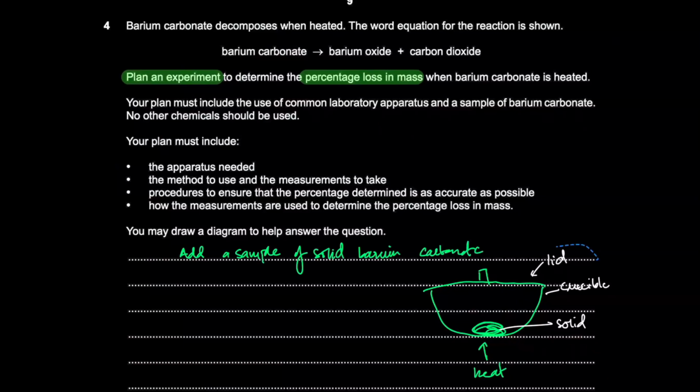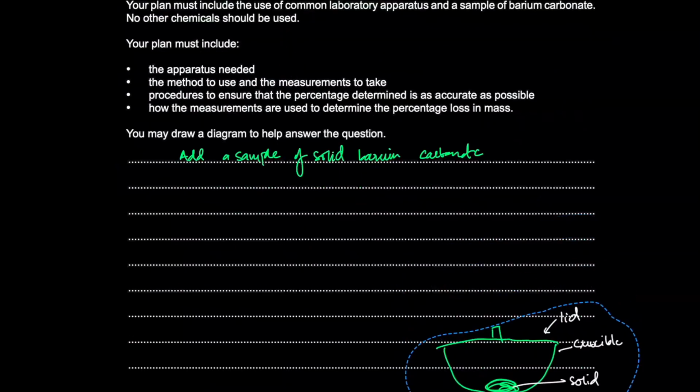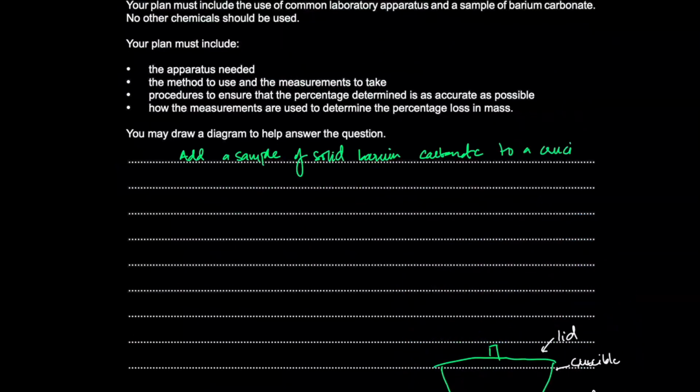We're going to add a mass of solid barium carbonate to a crucible. Then we're going to weigh the crucible and the barium carbonate.